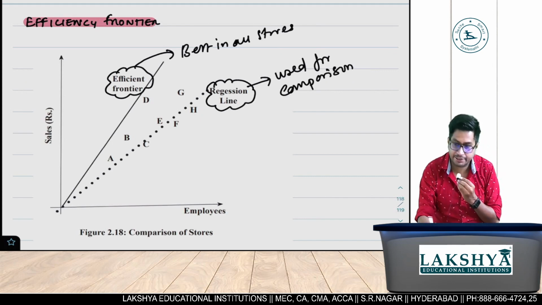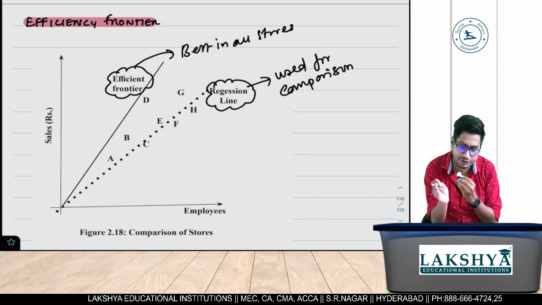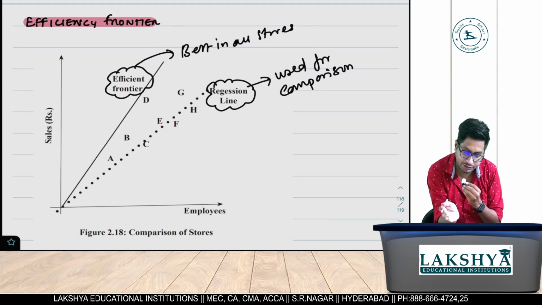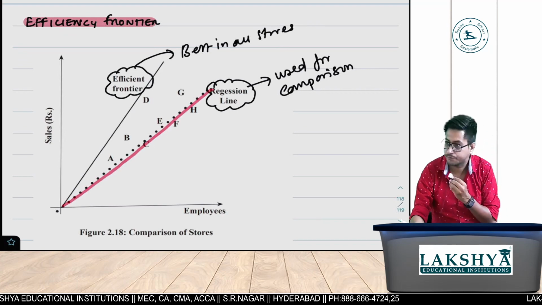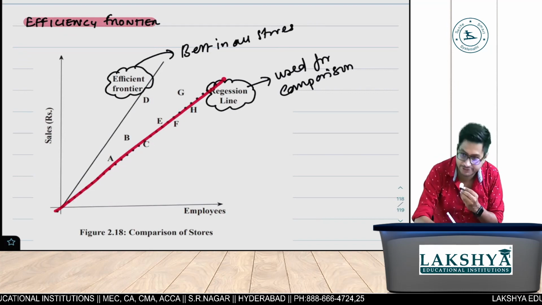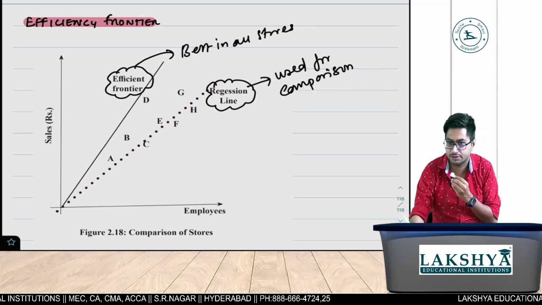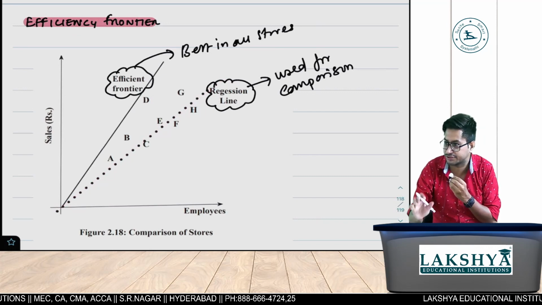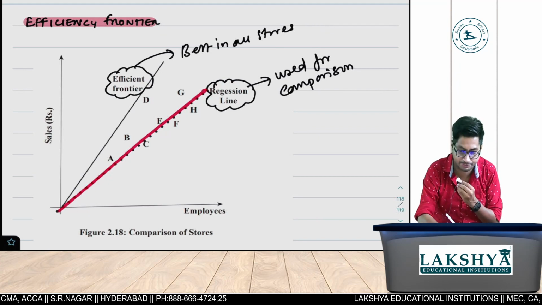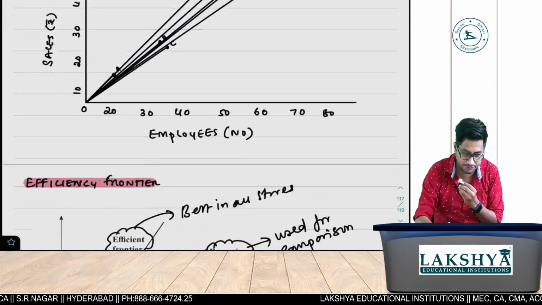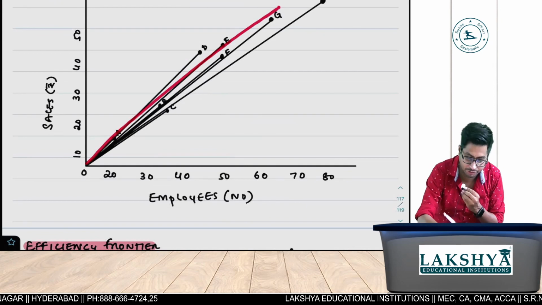Now, any store which comes above the regression line, exactly from the origin, from the center you draw. Clear? If you take a graph, then all these things will be easy. Exactly from the center you draw. Whatever we have done here, exactly from the center you draw.